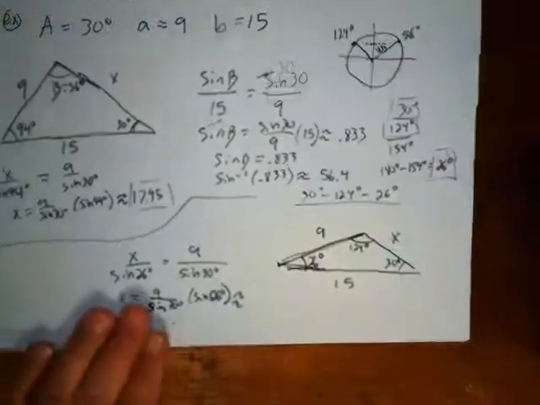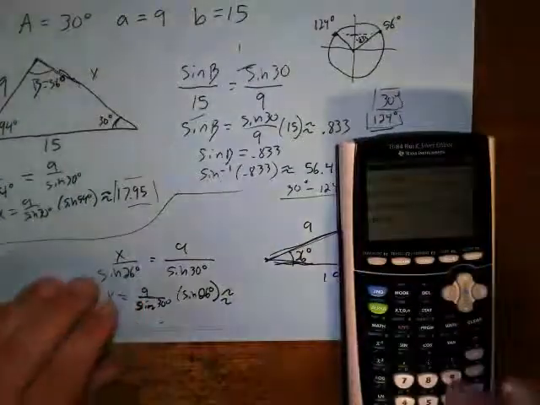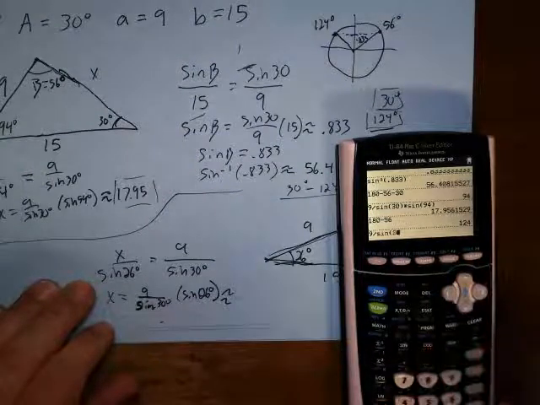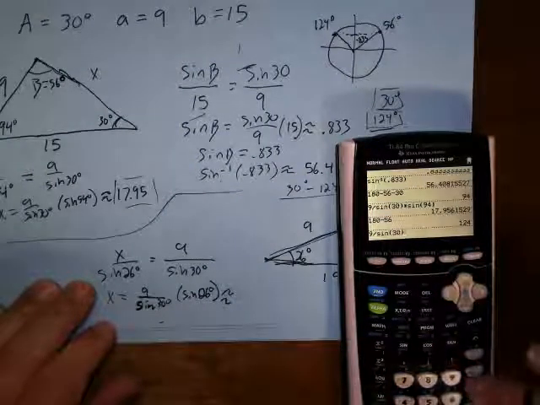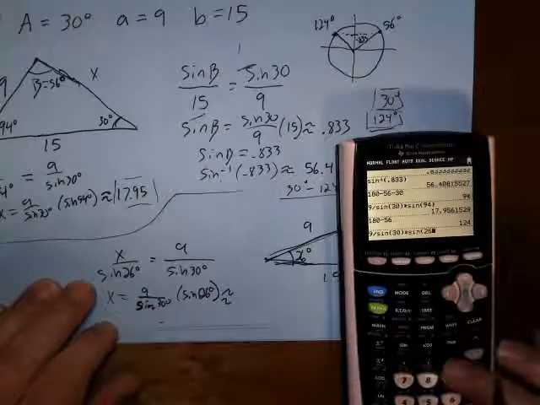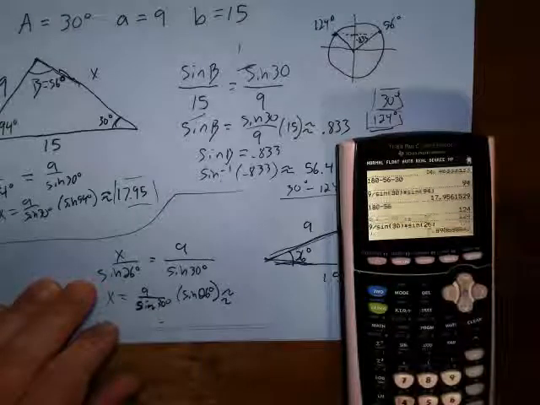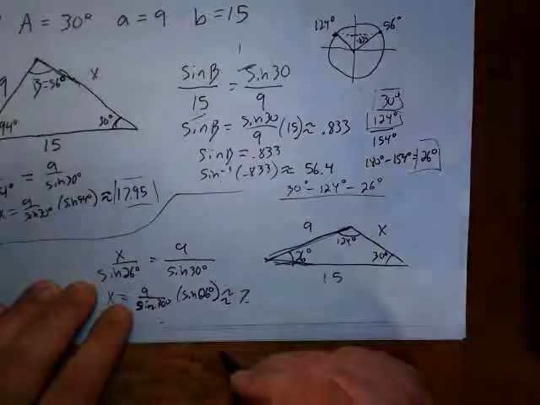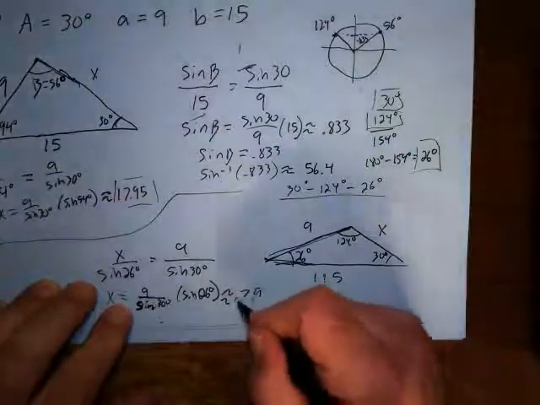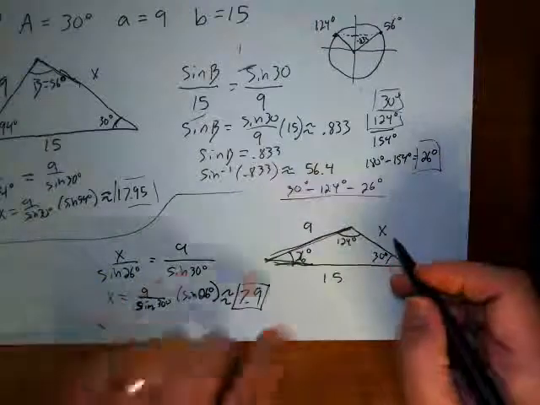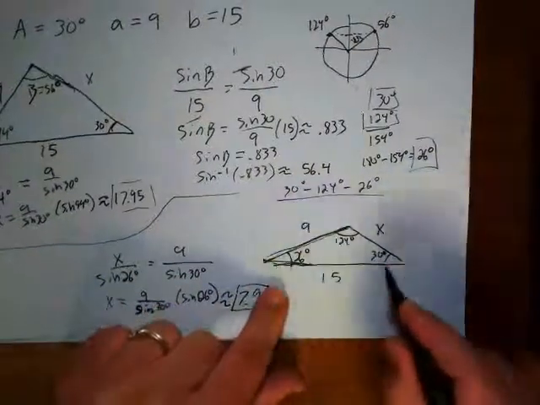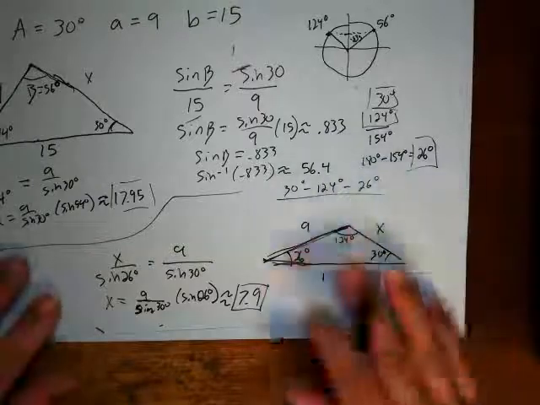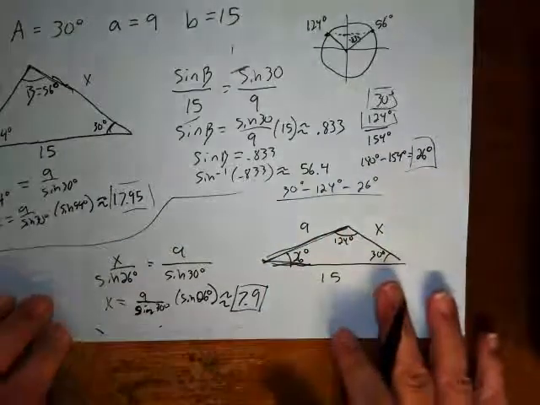And that would give me this side over here. So 9 divided by sine of 30 degrees times sine of 26 degrees. And I get like 7.89. So we'll say 7.9 if I round to the tenths place. So this is 9, 7.9, and that would be like 15. Okay? And so this would be like the other triangle.